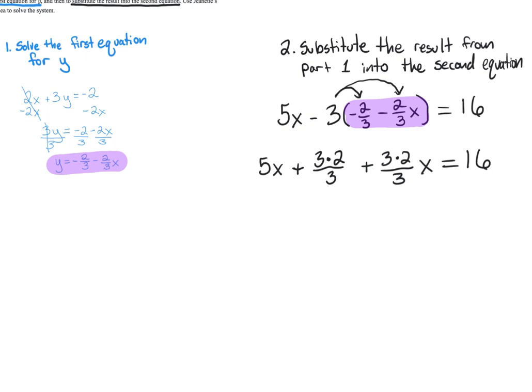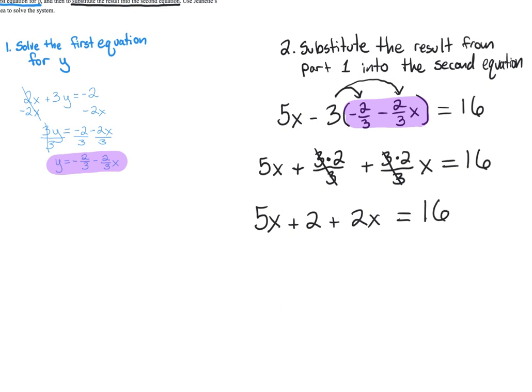What's nice here is we have some things that will cancel out. So we can cancel out those 3's because they're a common factor, just like we were canceling out x's when we thought about our exponents. That happens again over here. And so ultimately, we're left with 5x plus 2 plus 2x. And that still is equal to 16.